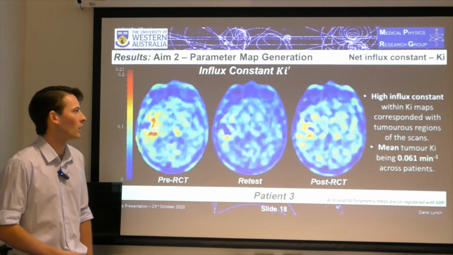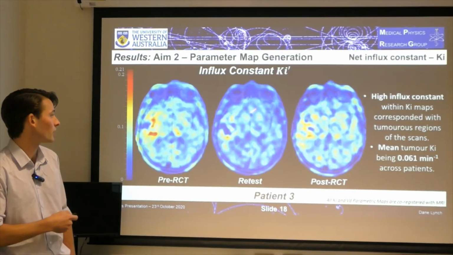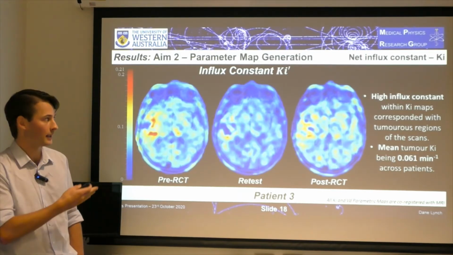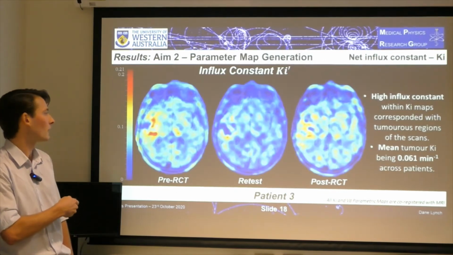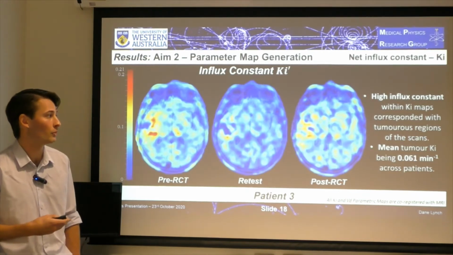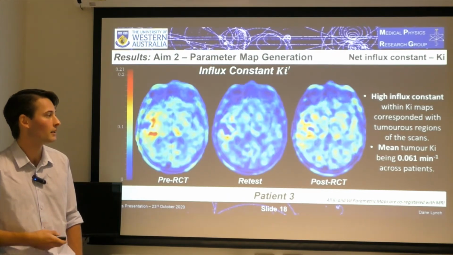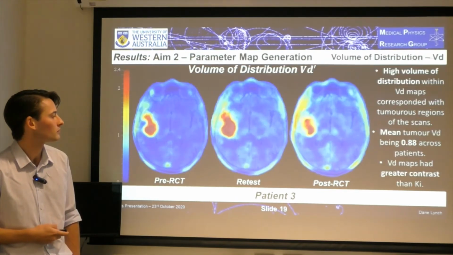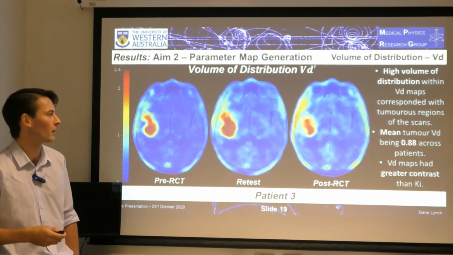So this is an example of a net influx constant map for patient 3 across their 3 types of scans. Typically a high influx constant within these KI maps corresponded with tumorous regions of the brain, as you can see by the red high uptake regions here. The mean tumour influx constant was found to be 0.061 per minute across the entire patient cohort. And all these maps have been co-registered with the patient's FLAIR MRI image.